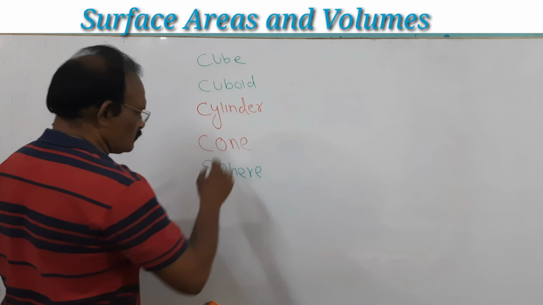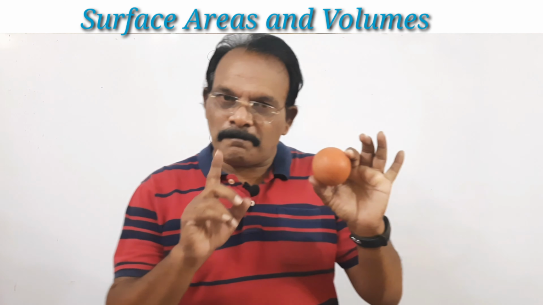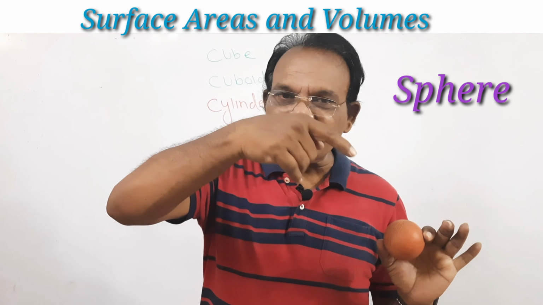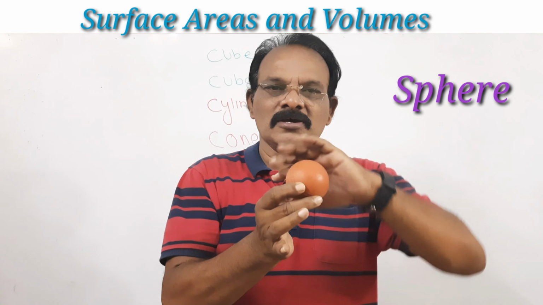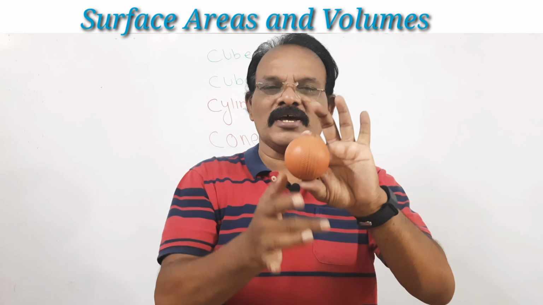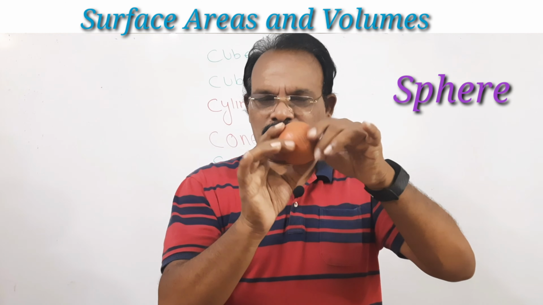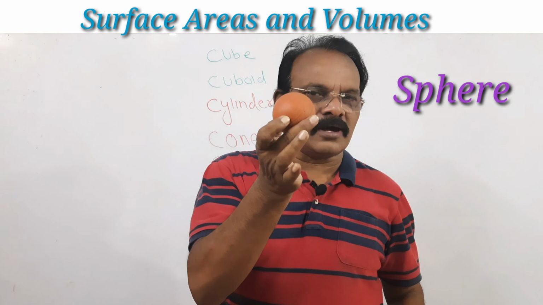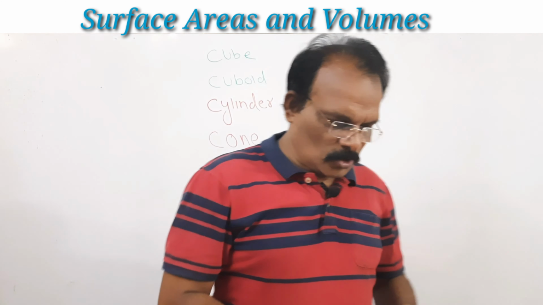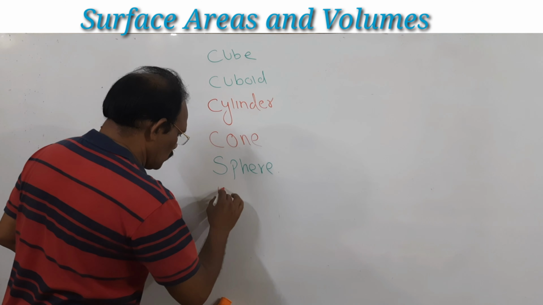Sphere, S-P-H-E-R-E. So this is a sphere. See, a bangle is a circle. A ring is a circle. But that ring is not a sphere. Sphere means a circle from all sides. If you put it like this, like this, from anywhere, it looks the same shape, isn't it? This type of example is called a sphere. Now we have the last one, that is hemisphere.